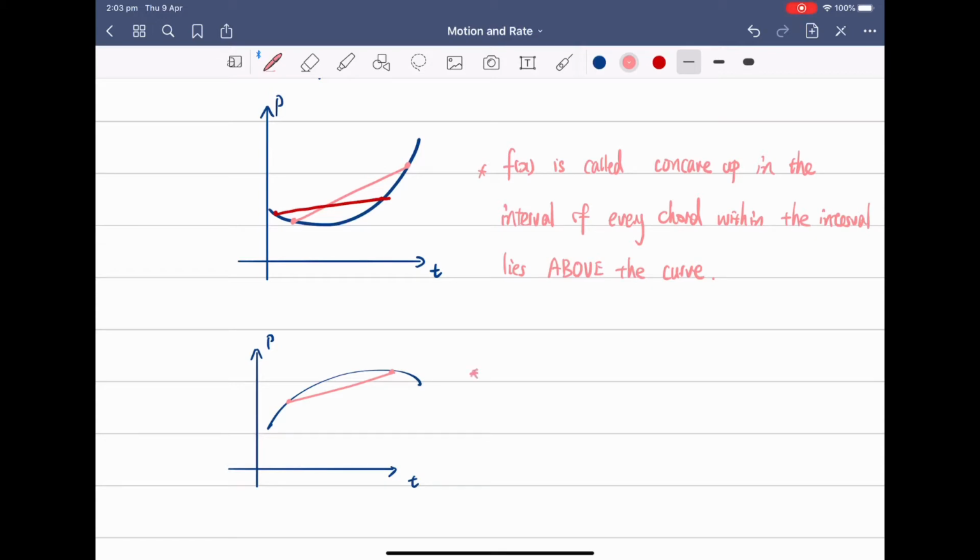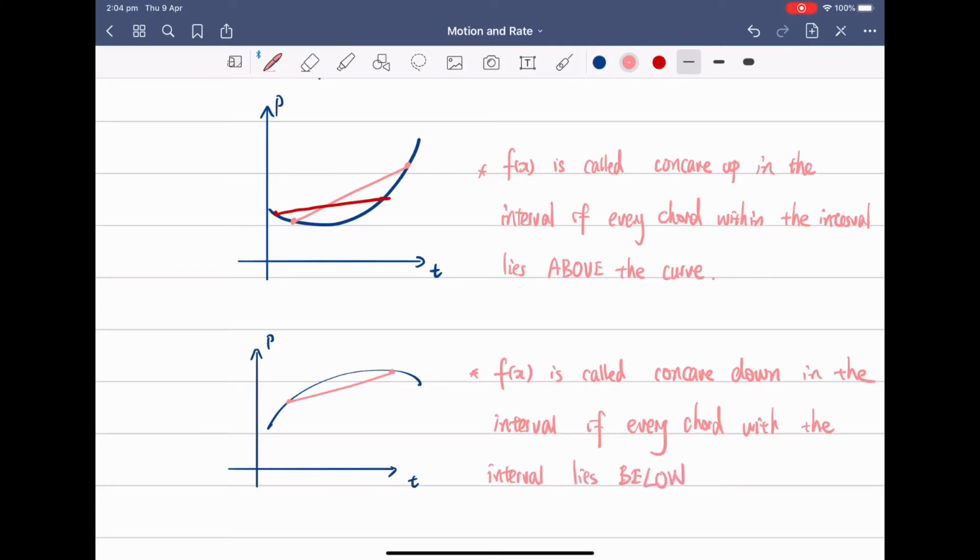All right, so I'm not going to write everything down, okay? Well, how about we just write it? Concave downwards in an interval if every chord within the interval lies below the curve.